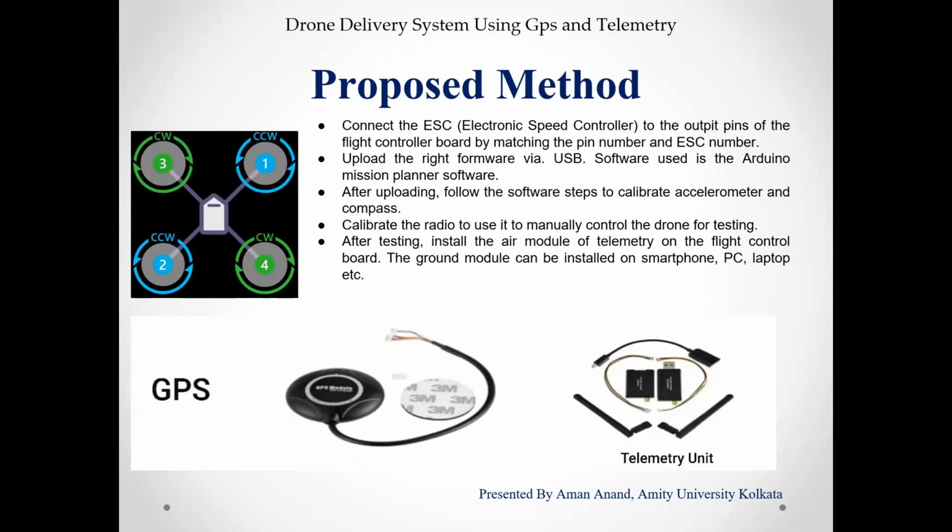The motive of writing this paper is that if someone follows the proposed method, then he or she can build this drone from scratch. First we are using the ESC module. ESC is an electronic speed controller, which is used to control the speed of each motor individually. The firmware we are using is called Mission Planner software, which is responsible for controlling the drone and the calibration process. After that, we are installing the air module, which is telemetry, to communicate with the drone while it is flying.